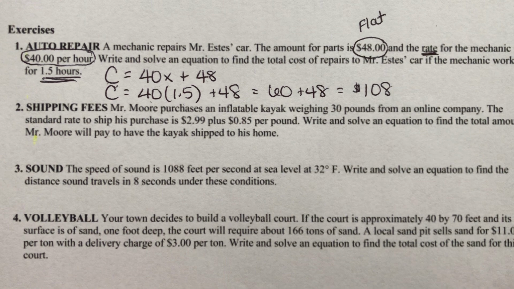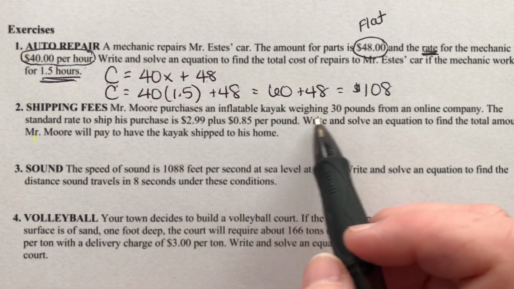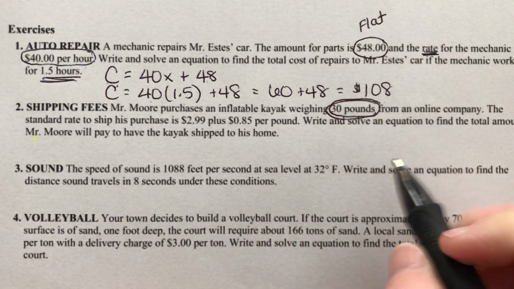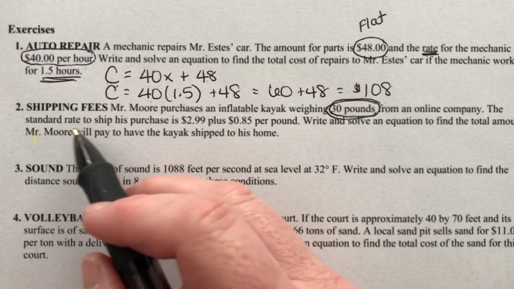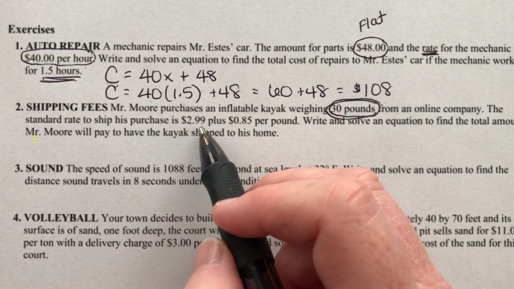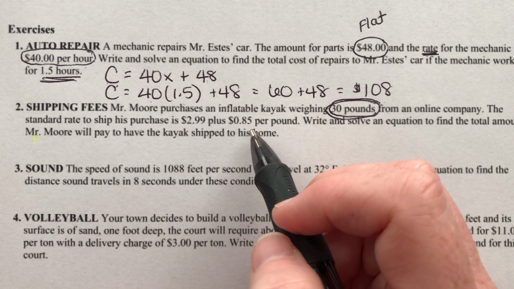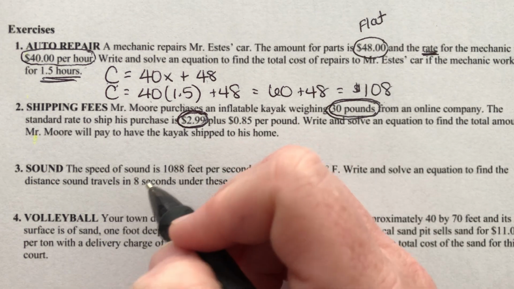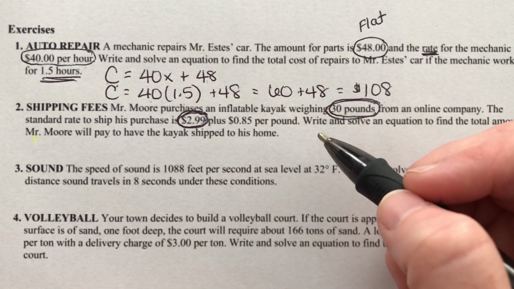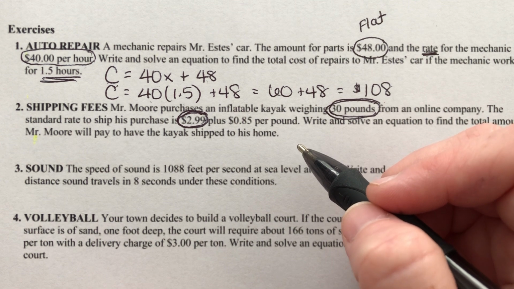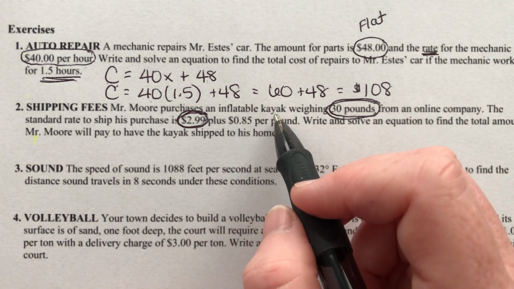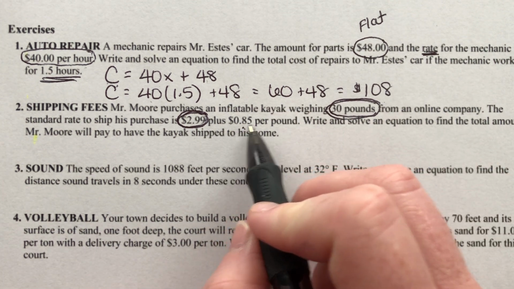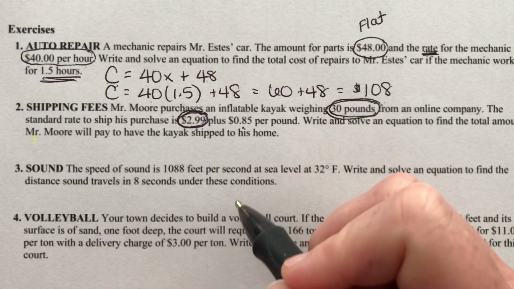Okay, number 2, shipping fees. Mr. Moore purchases an inflatable kayak weighing 30 pounds. So there's a number, so that's probably going to be important. From an online company. The standard rate to ship this purchase is $2.99 plus 85 cents per pound. So a flat $2.99. No matter what you're shipping, it's at least $2.99. And then for each pound they're shipping, because, you know, it's harder to ship heavier stuff, right? It's a lot harder to ship a kayak than to mail a letter, so it's going to cost a lot more money. So it's 85 cents per pound additional above and beyond the $2.99.